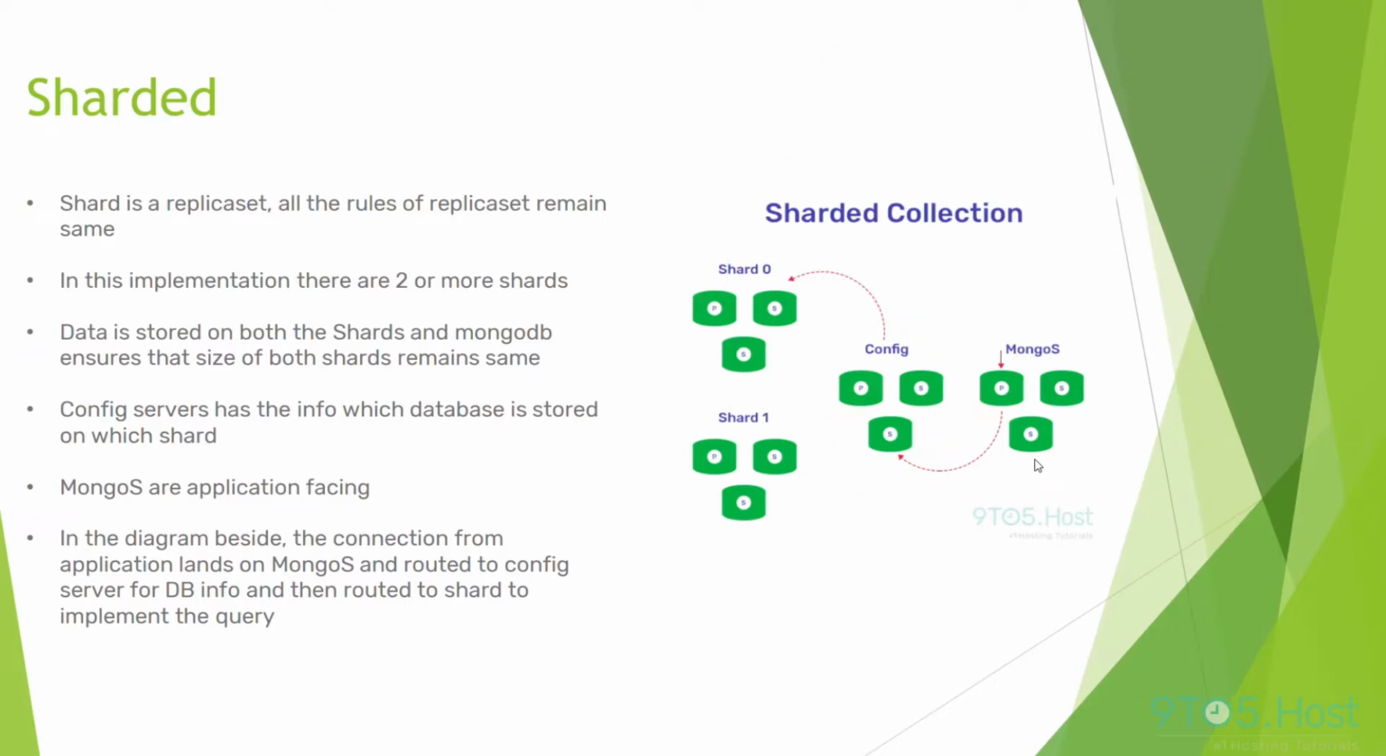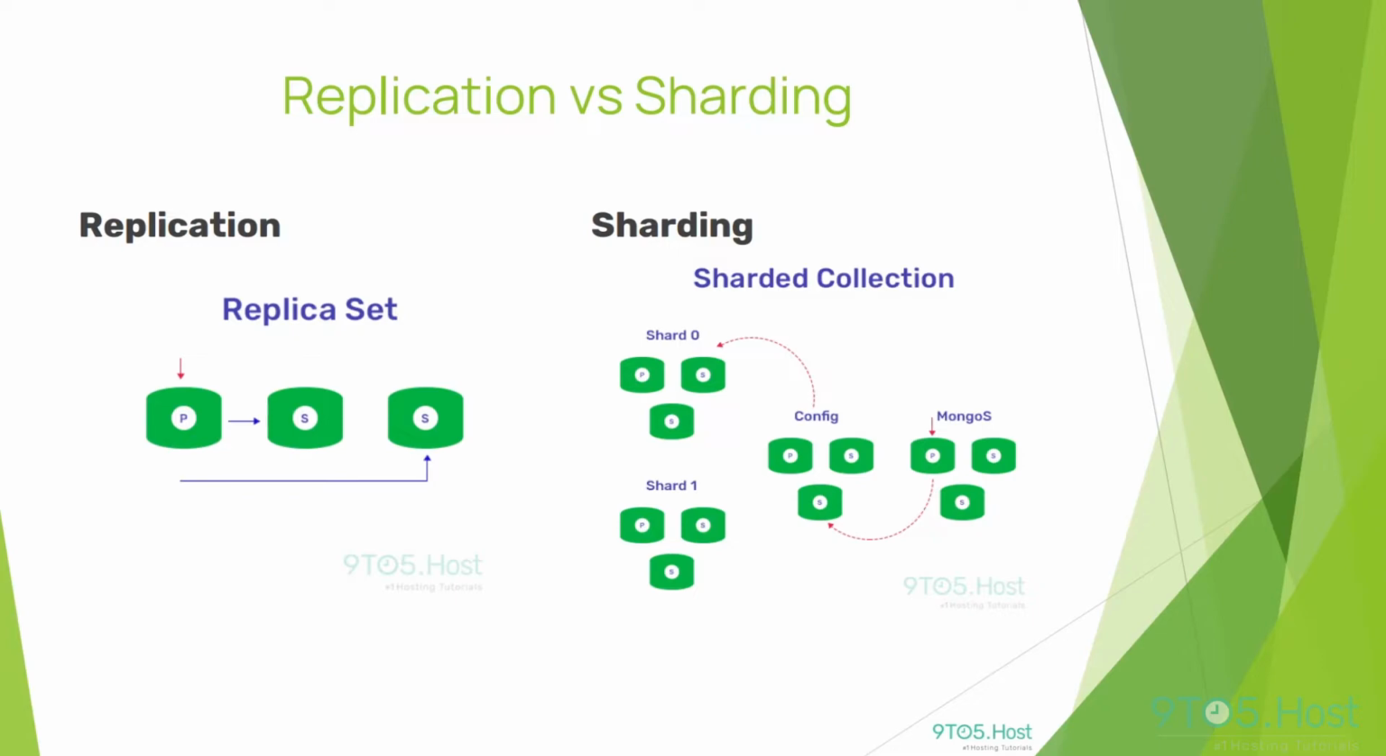So let me clear this out. Basically, I was discussing that there are two types of implementation in MongoDB. The replica set is a straightforward primary-secondary architecture. In Mongo terms it's called PSS, and the sharded cluster is where we have mongos, config servers, and then the shards.